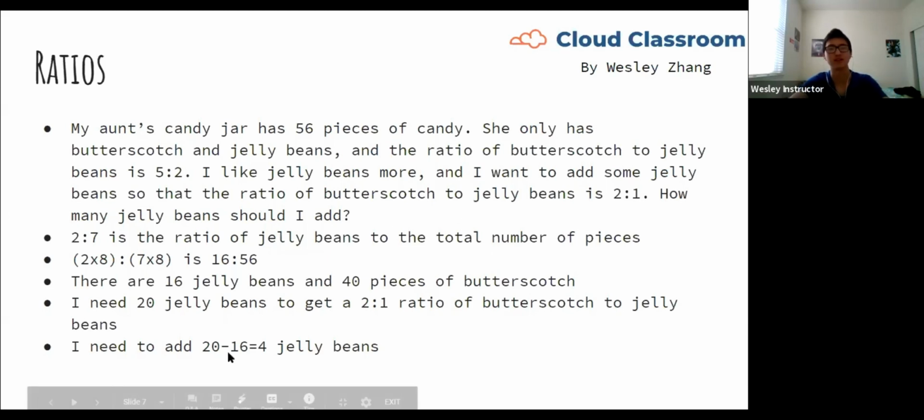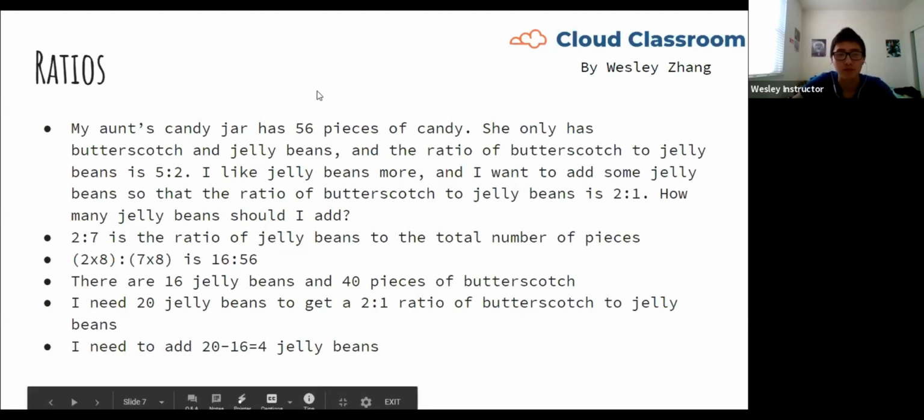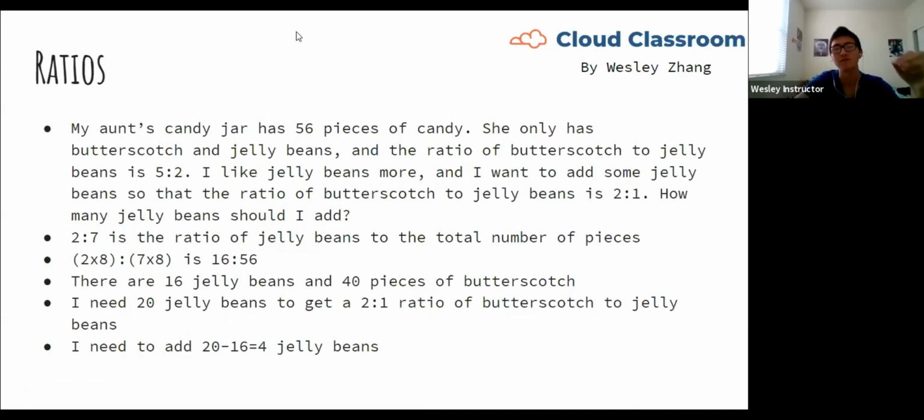So we left off at slide 7, and we were talking about ratios and how to solve problems with ratios. So here's another example. My aunt's candy jar has 56 pieces of candy. She only has butterscotch and jelly beans, and the ratio of butterscotch to jelly beans is 5:2. I like jelly beans more, and I want to add some jelly beans so that the ratio of butterscotch to jelly beans is 2:1. How many jelly beans should I add?